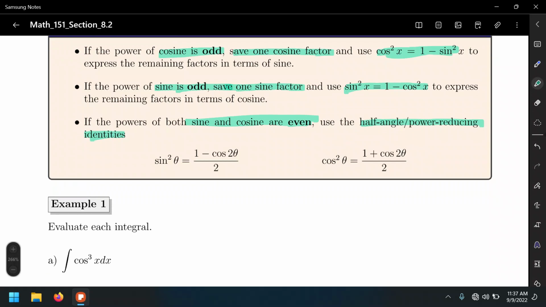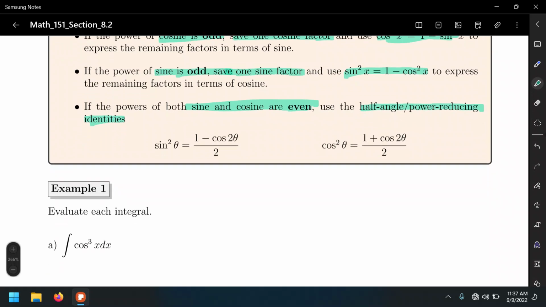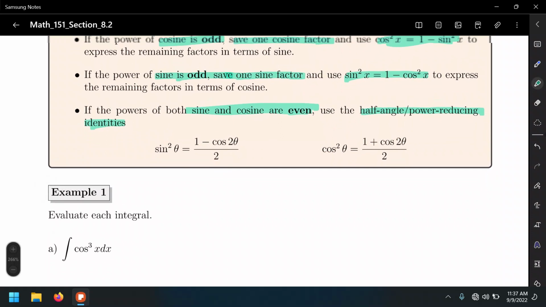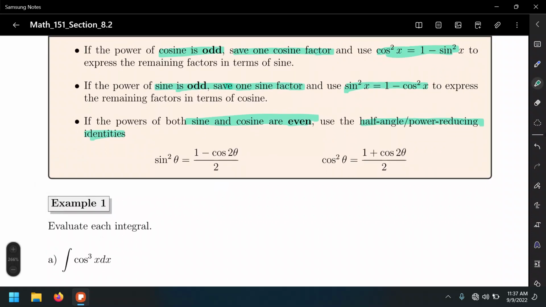Okay, so let's look at one example to see these ideas in action. Number one, we have the integral of cosine cubed x with respect to x. In this case, we cannot do the u substitution because if we set u to be the cosine function, the derivative of cosine is negative sine, and unfortunately we don't have a factor of sine multiplying with the dx, which sets the du part of the problem. So we need to go through another strategy, and that is to use these guidelines here.